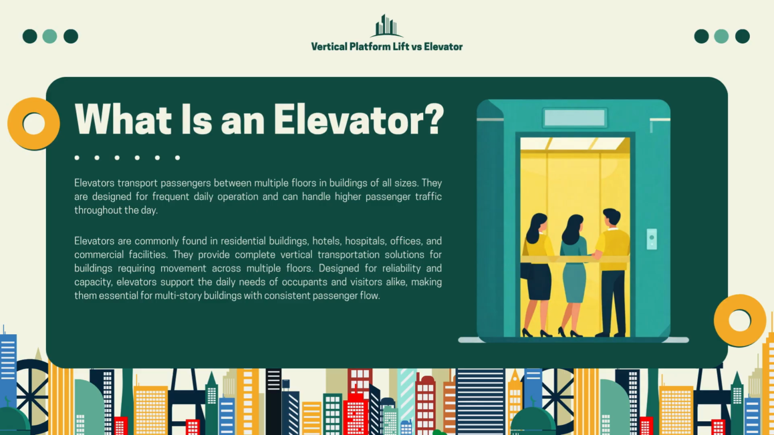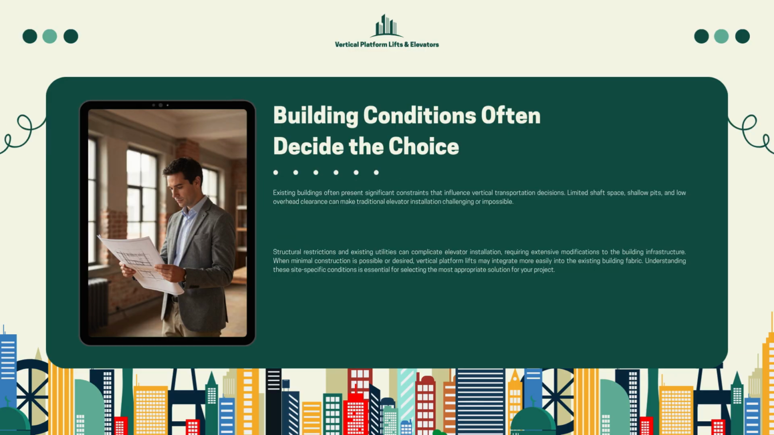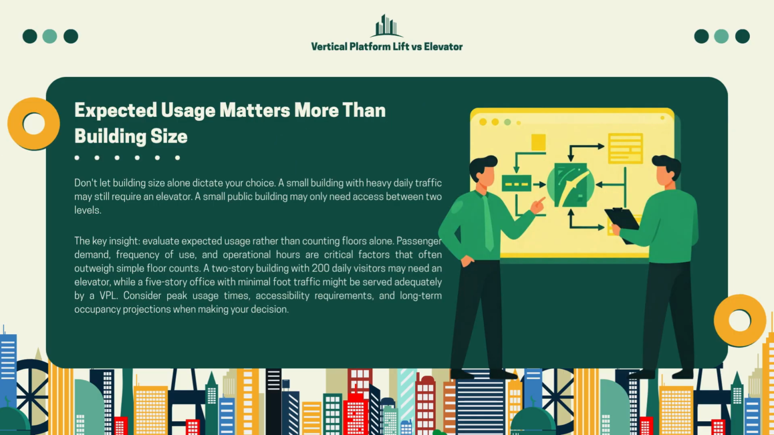In real projects, the building itself often decides which solution is more suitable. Existing buildings may have limited shaft space, shallow pit conditions, low overhead clearance, structural restrictions, or existing utilities that make elevator installation difficult. In these situations, a vertical platform lift may be easier to integrate because it usually requires less construction work. For example, an older building may need accessibility improvements but cannot support major structural changes. A small public building may only need access between two levels instead of a complete passenger transportation system. In these cases, a vertical platform lift can provide a practical solution.